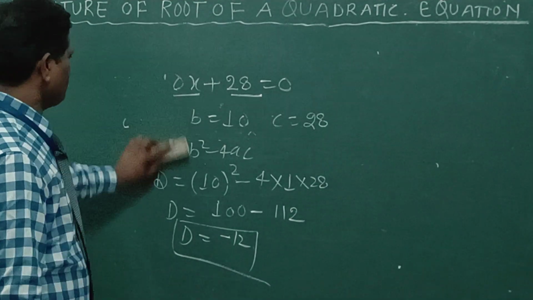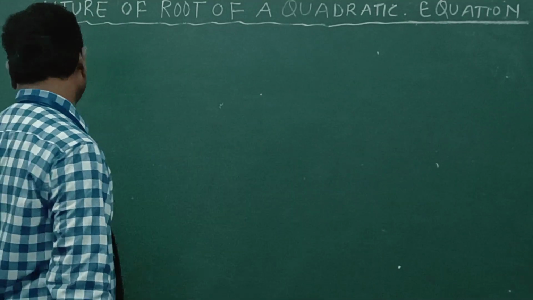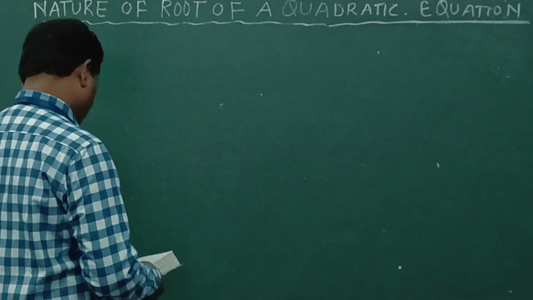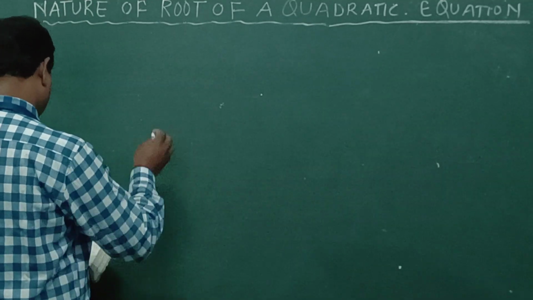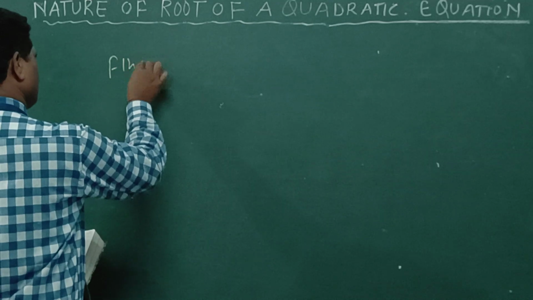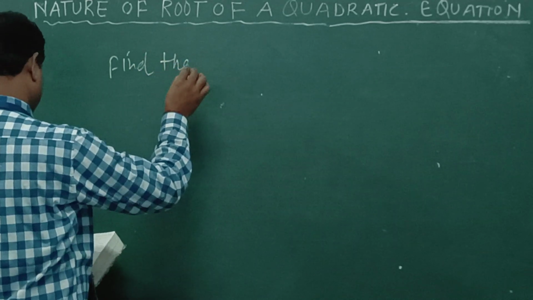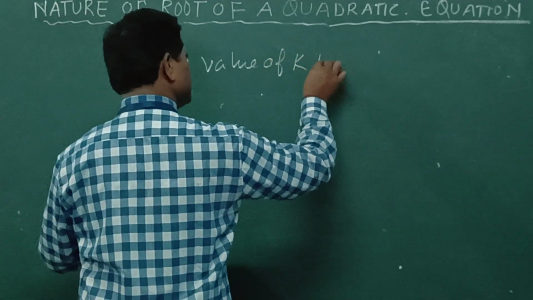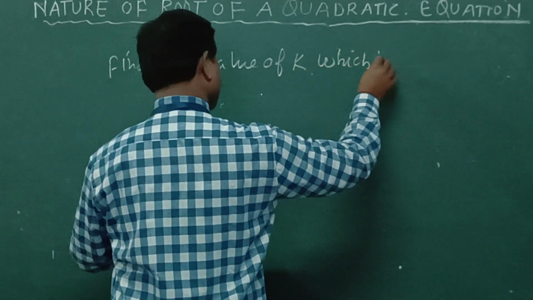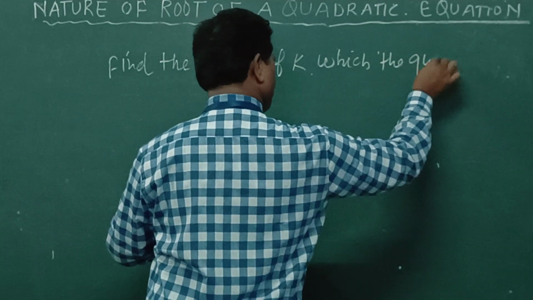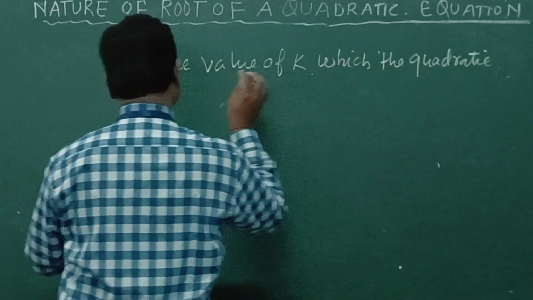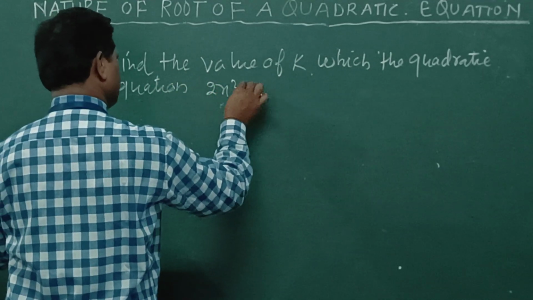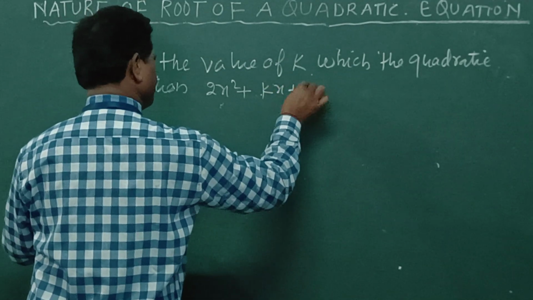Next question. Find the value of k for which the quadratic equation 2x square plus kx plus 3 equal 0 has equal roots.